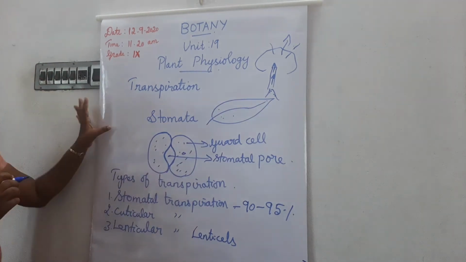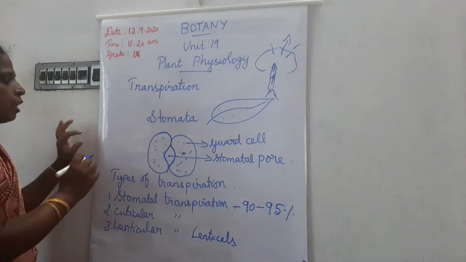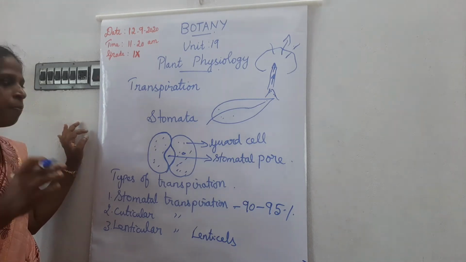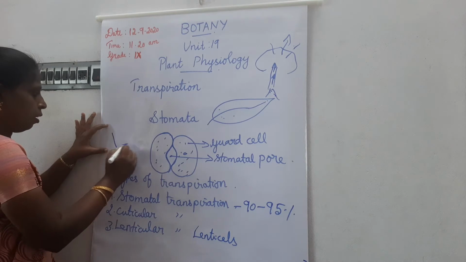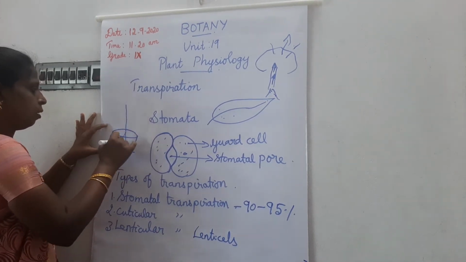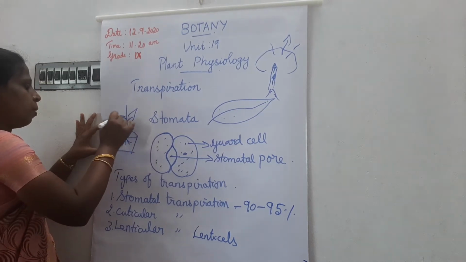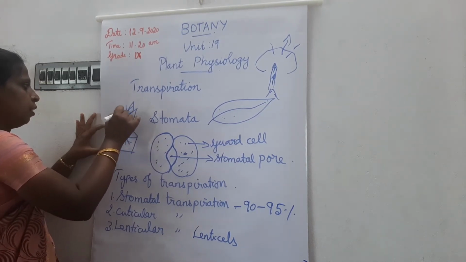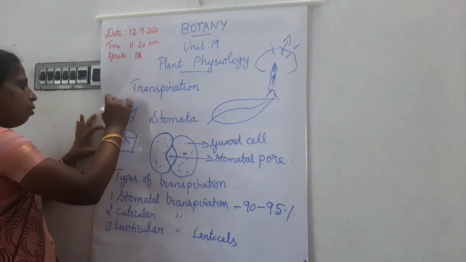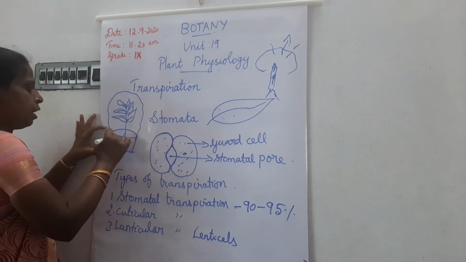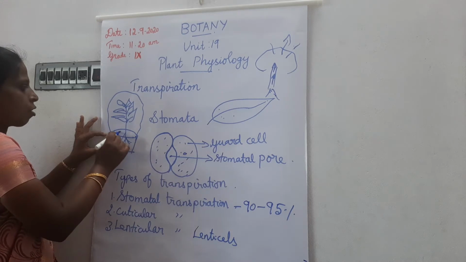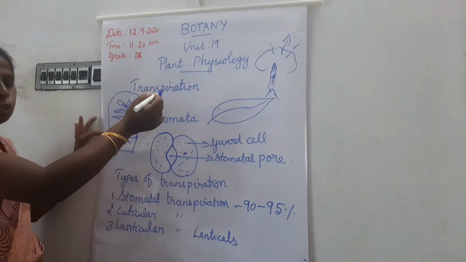So first, in this experiment, what are the materials necessary? A potted plant and a plastic bag. So we take one potted plant, then tie the plastic bag over the leaves of the potted plant, and the soil in the pot should not be exposed to sunlight.